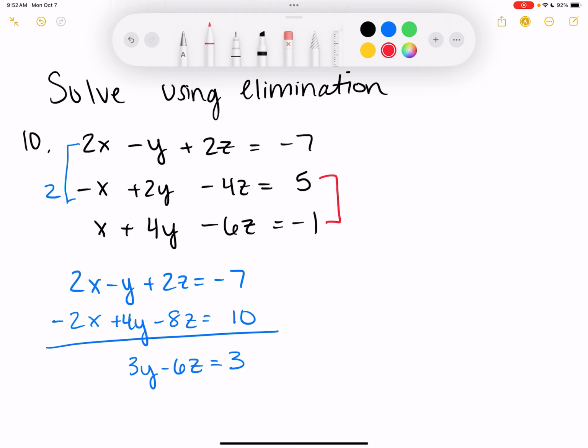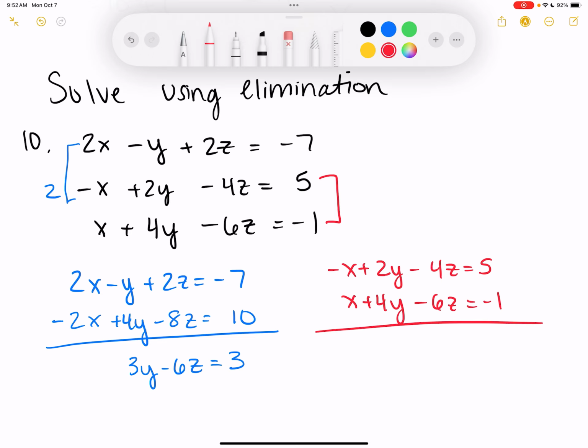So on this one, I don't have to multiply either of them by anything. So I'll have negative x plus 2y minus 4z equals 5, and x plus 4y minus 6z equals negative 1. X's cancel. I have 6y minus 10z equals 4. Now what do I have?